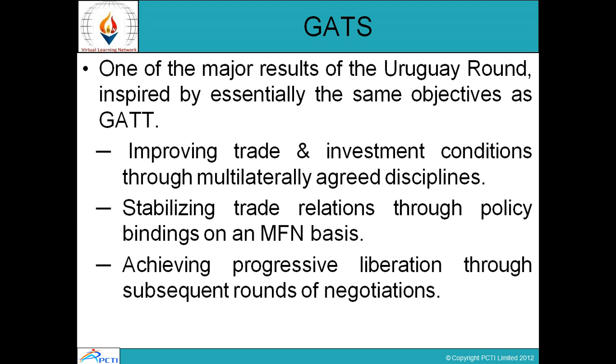When we talk about GATS, it is the General Agreement on Trade and Services, right? Services had long been considered to offer less potential for trade expansion than goods. This view has been confounded by the introduction of new technologies facilitating the supply of services.